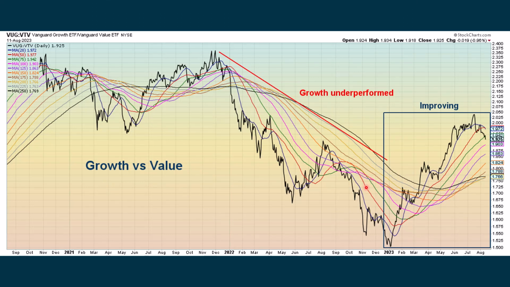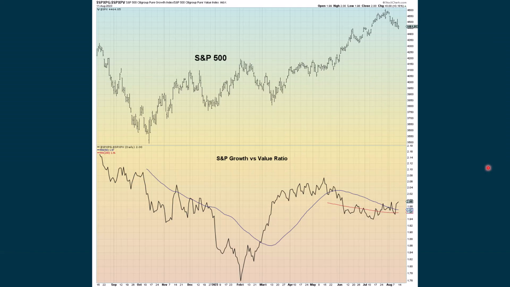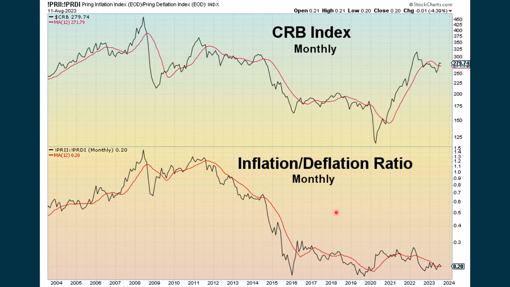We look at a growth index versus a value index, showing how growth is outperforming but seeing some recent weakness, and how value has been underperforming but showing some recent strength. Then the most important one for the S&P 500 is the growth to value ratio. In the short term, we have been declining, but longer term, we're still in an uptrend, showing that growth is outperforming value.